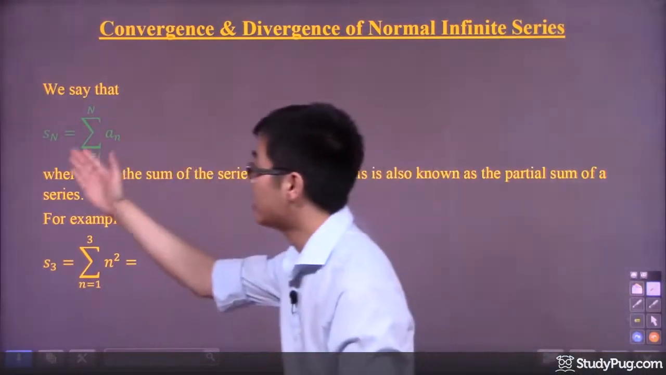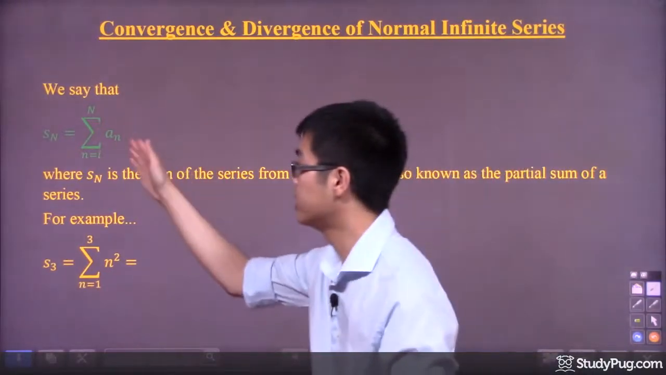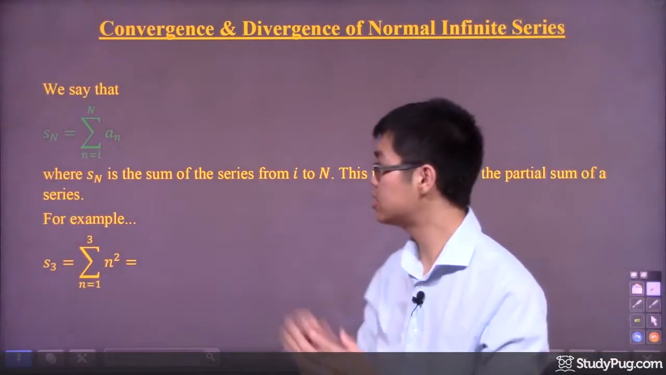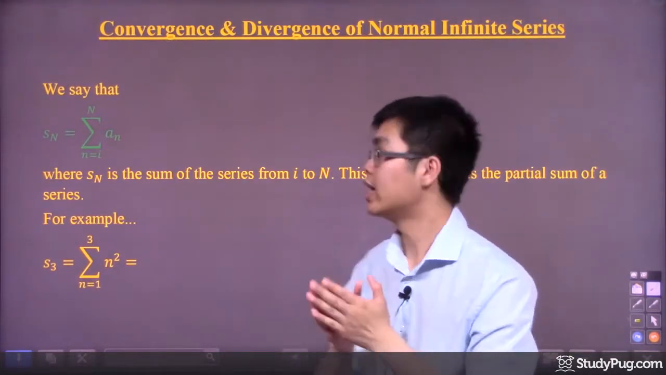So we say that Sn is equal to the series right here. And this series right here is going from i to n. So it's a sum of all the terms together from i to n. And that's what it is.